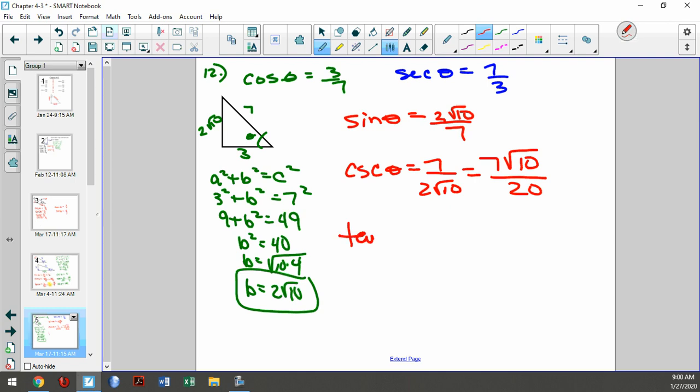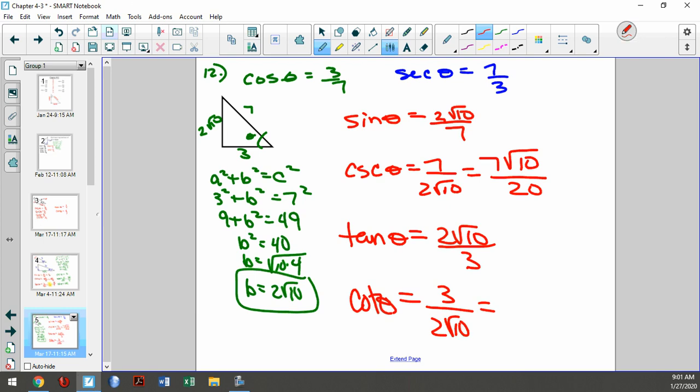Tangent is opposite over adjacent. So that's going to be 2 square roots of 10 over 3, which tells you that the cotangent of theta is going to be what? 3 over 2 square roots of 10, which we don't like. So what is that going to turn into? 3 square roots of 10 over 20 is correct. So did I find all 6 trig functions with that? Yes or no? That is how you're going to do problems 9 through 12.